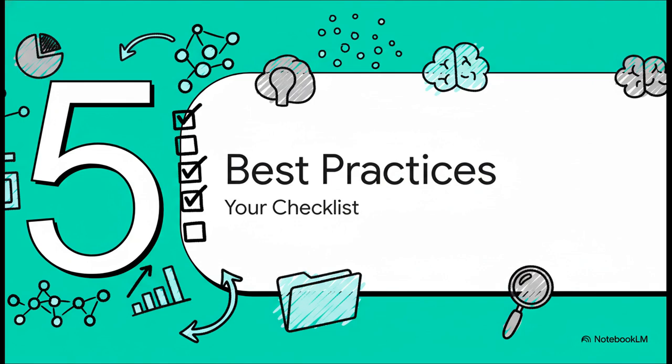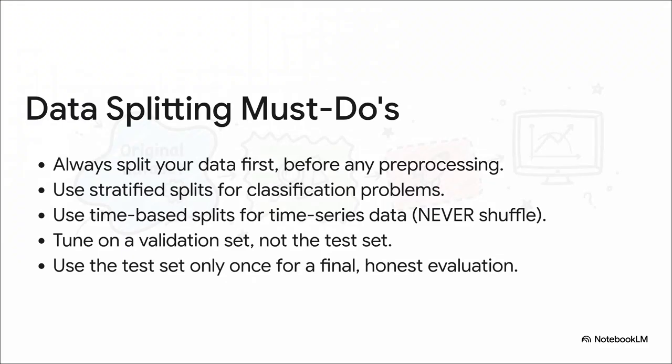Okay, we have covered a ton of ground, so let's boil it all down into a simple, actionable checklist. Think of this as your blueprint for success that you can use on every single project to make sure you're doing this right every time. Here it is, your must-do list. Number 1, always split your data before you do literally anything else. Number 2, if you're doing classification, especially with imbalanced classes, use stratified splits. No excuses. Number 3, got time series data? Use a time-based split and never ever shuffle it.